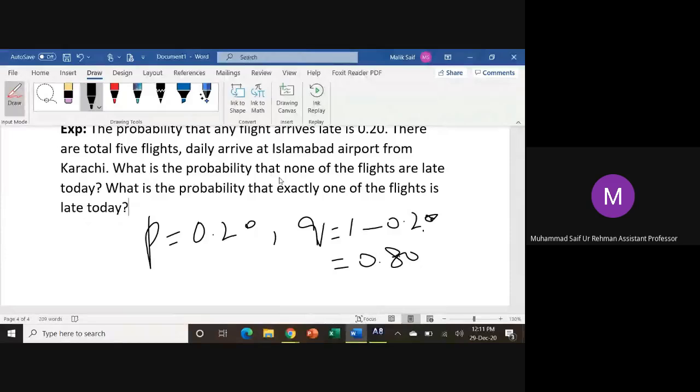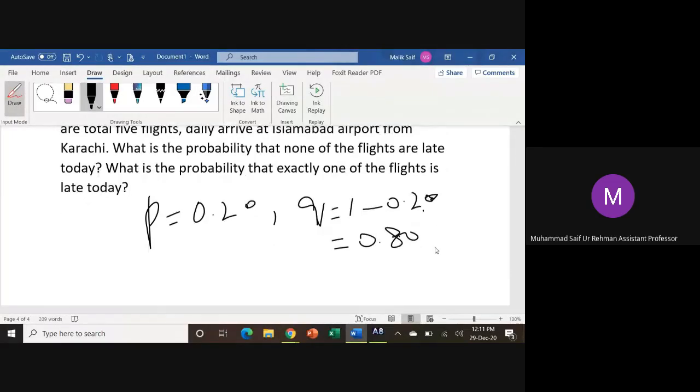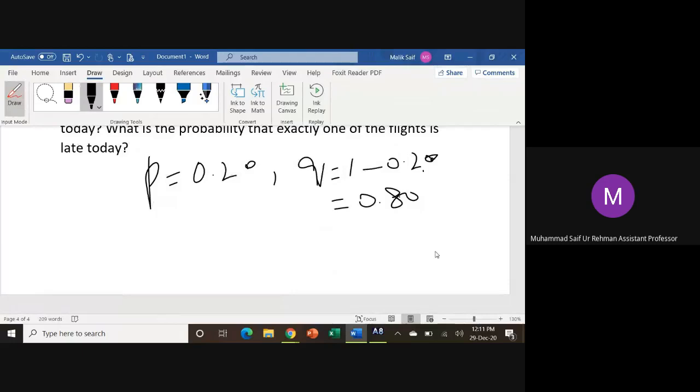What is the probability that none of the flights are late today? None of the flights are late today. It means X is equal to 0. You are interested in finding out the probability of X is equal to 0. None of the flights are late. So now use binomial. Why are you interested to use binomial? Because there are only two possibilities.